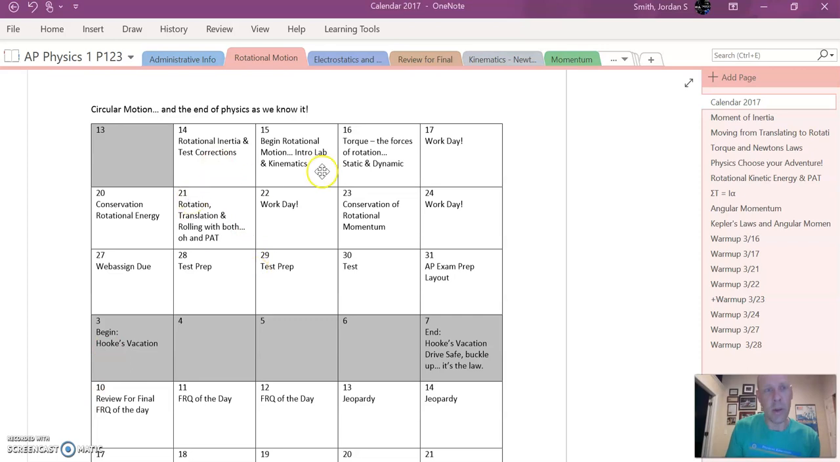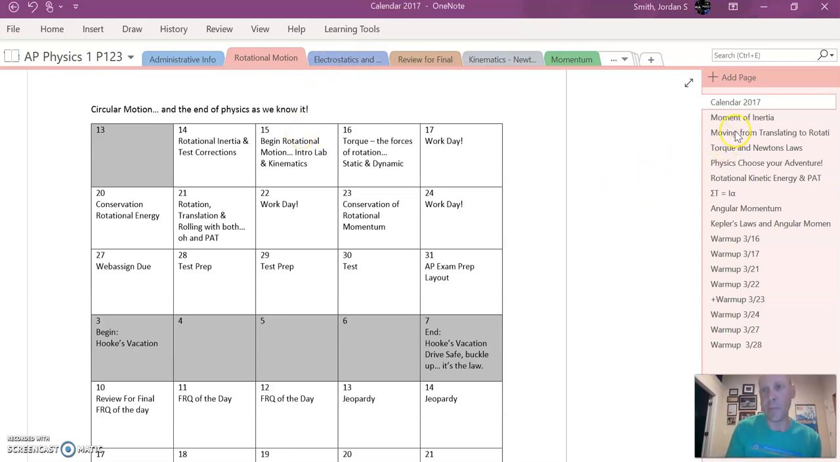This is an old calendar, but it does at least have all of the dates of the topics that we want to work through. If you want to go ahead and get ahead, this calendar should be available to you. This is in OneNote, but you should have the same notes available to you inside of Teams.